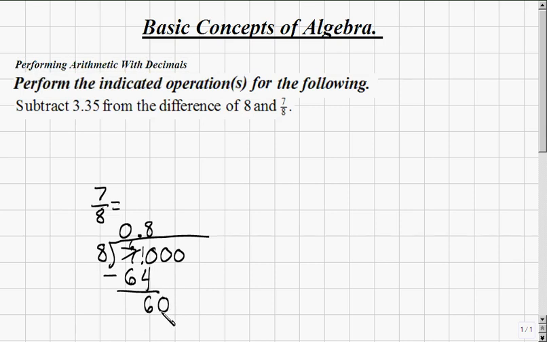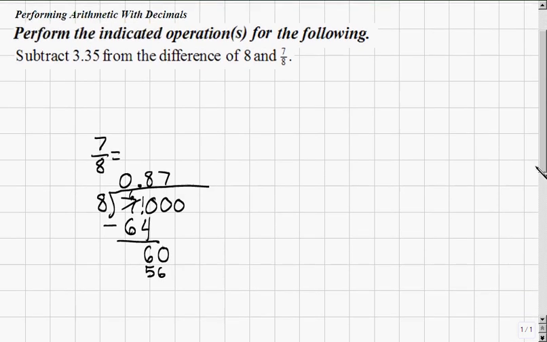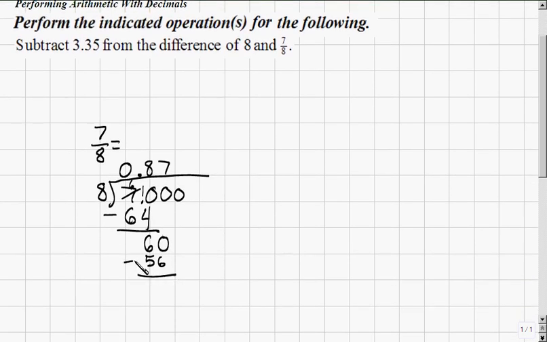8 goes into 60 a total of 7 times. So 7 times 8 is 56. Let's scroll this down a little. So when we subtract again, 60 minus 56 becomes 4 units. And finally we'll bring down another 0. Divide 8 into 40 becomes 5 times. 5 times 8 becomes 40. And since we have a remainder of 0, that tells us to stop this long division.